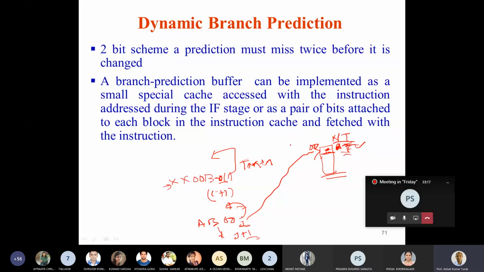In the instruction fetch stage, we know the address of the instruction to be fetched, and you use the lower order few bits to access this particular cache. So you can access it within the instruction fetch stage, or as a pair of bits attached to each block in the instruction cache. So when accessing a block, a pair of bits is attached to the block, and we access that pair of bits when accessing the cache and fetch it with the instruction. So this can be implemented in either of the two ways.